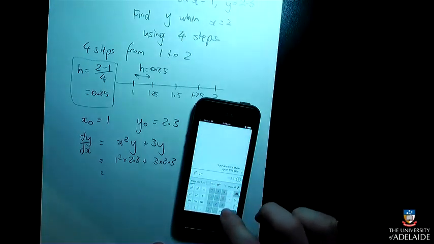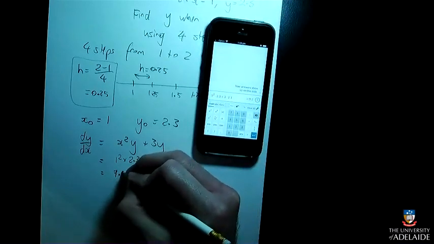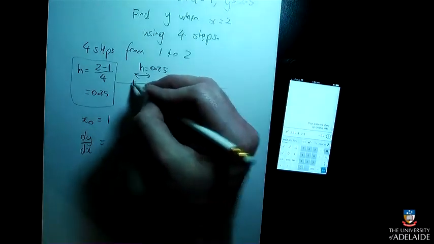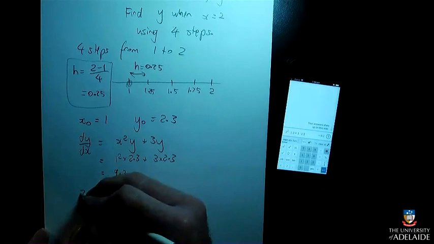3, it's 9.2. So this is what's going on at this point, and I can use that to figure out what's going on at the next point.